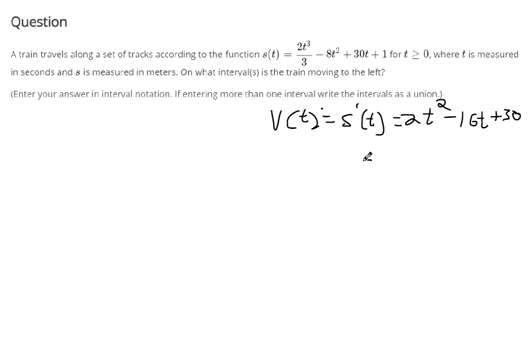So to find out where it crosses the x-axis, we're going to plug in 0 for s prime of t, 0 for the velocity. And then we'll solve this like a regular quadratic equation. That will tell us when it's neither moving to the left nor the right. It's perfectly still. So factor out a 2.